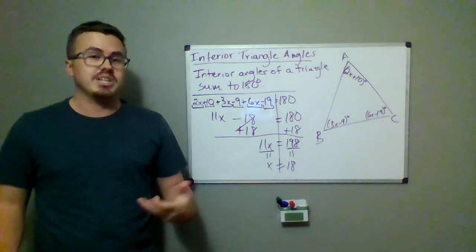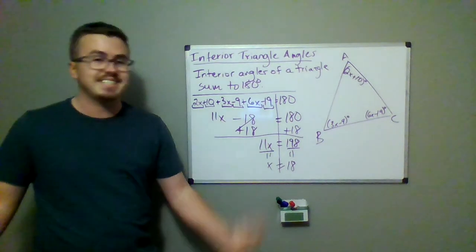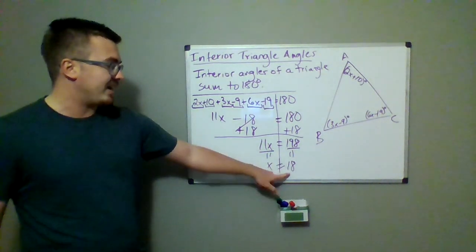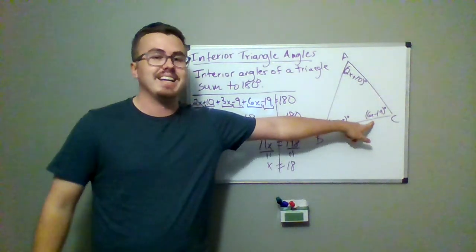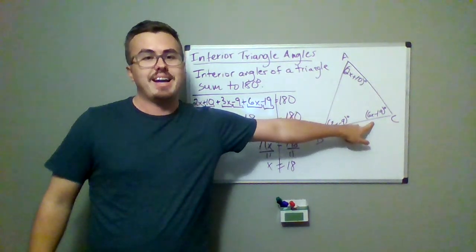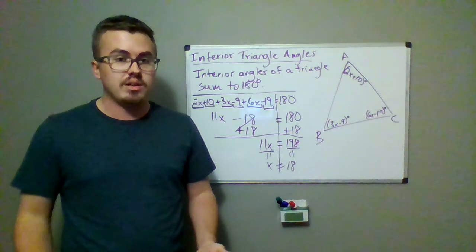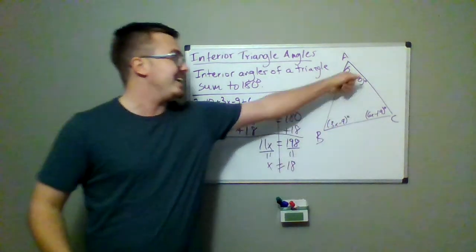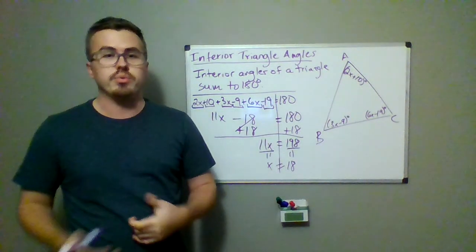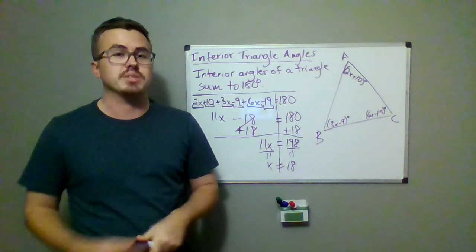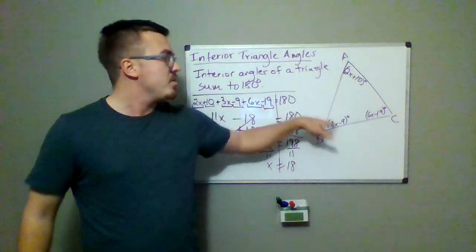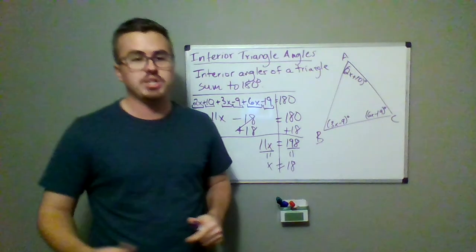There might be a question that says, find angle C. So once we have x, now we've got to plug 18 in for x to find angle C. Or you might get a question that says find all three angles, where you have to plug in 18 for all three of those angles. So that's what we're going to do next. We're going to plug in 18, find all of our missing angles, and make sure that it works.